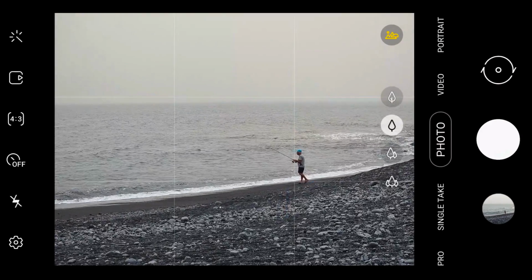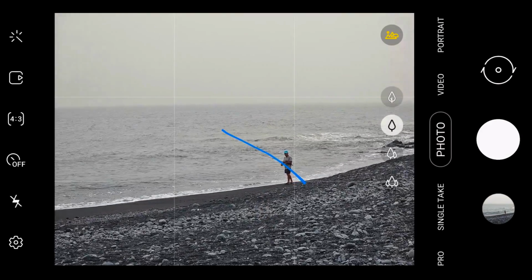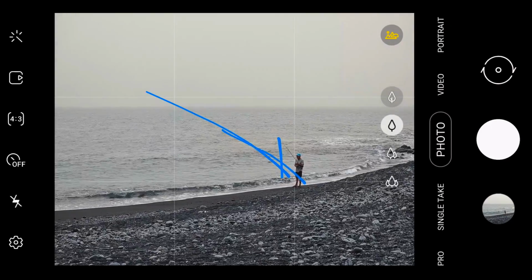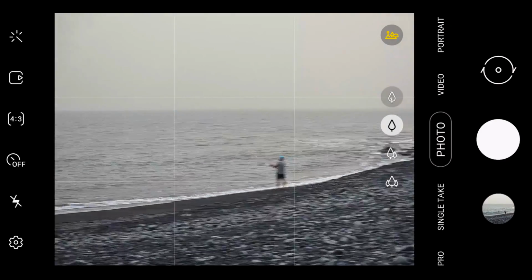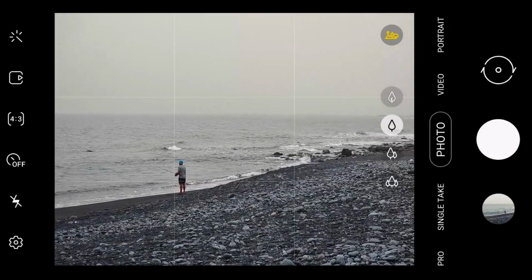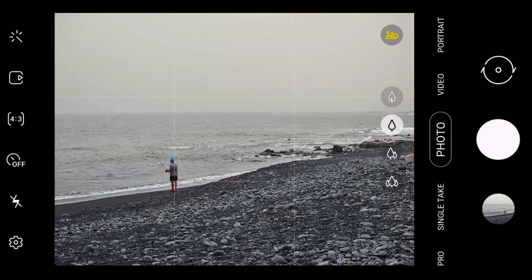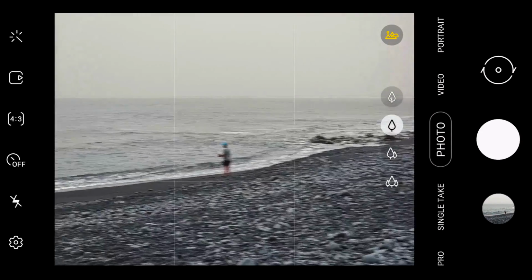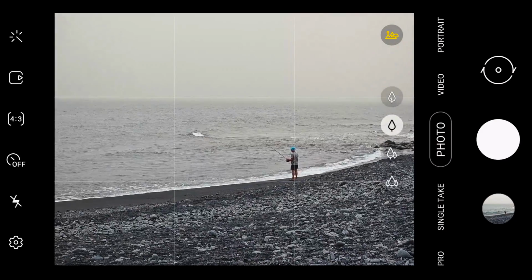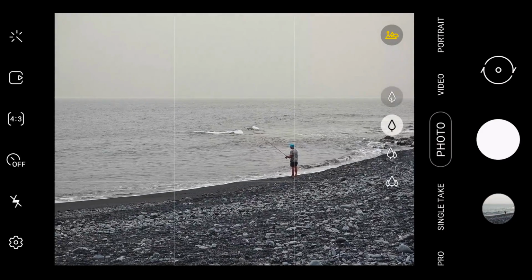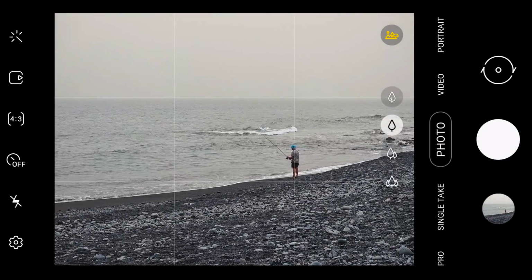And basically, I have some implied direction here from his fish rod. So I want to be using this side of the grid line and not this side of the grid line, because that just looks awkward. Do you see how it feels a bit awkward? So you want to have enough space on that side. And we're using the top grid line for the horizon.